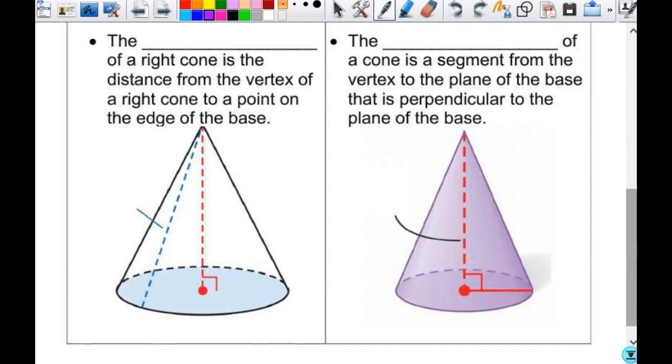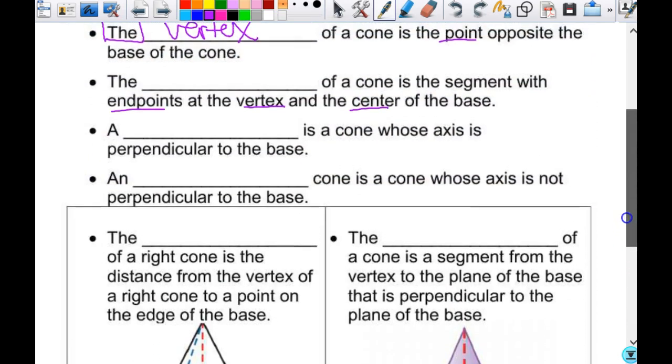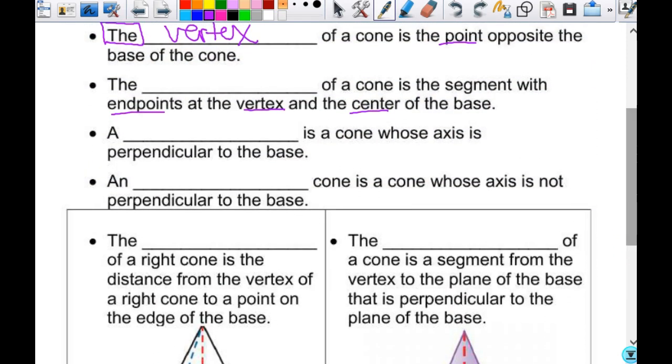So both of these cones are right cones. So that segment that I'm trying to fill in the word for and altitude happen to be the same segment, okay? But because it doesn't say perpendicular, if this was an oblique cone and it's leaning over, it would still be the segment that connects the vertex to the center. And we had these in a cylinder. What do you think it is? What connected the centers of the bases in a cylinder, whether it was a right cylinder or an oblique cylinder?